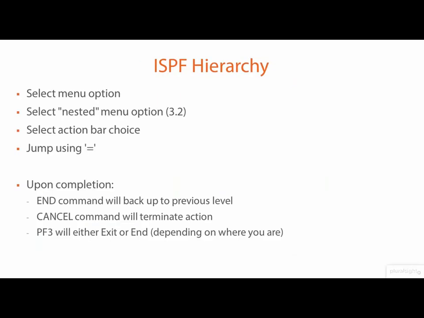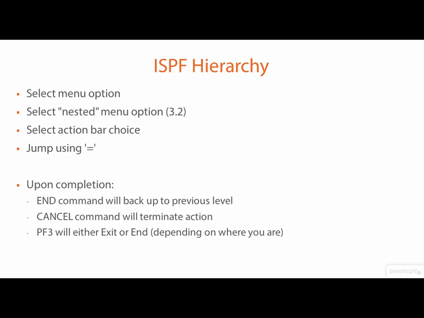As a result, we can also nest our choices. In other words, if we know where we're going, we can specify those menu items so that if we start with option 3 and then in a subsequent menu we have option 2, we can specify that as 3.2. In addition, we can often choose action bar items that will take us directly to that without having to jump through the various intermediate panels.